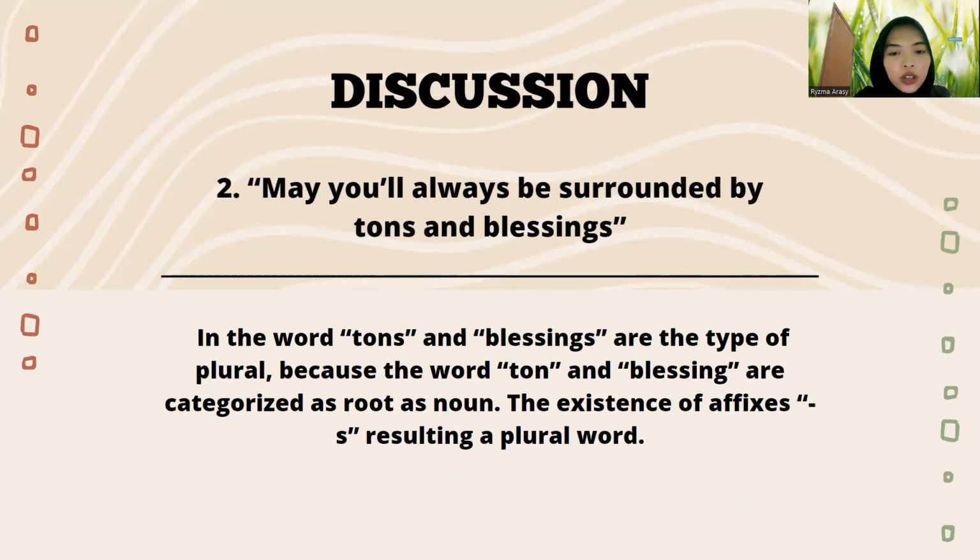next sentence is "May you always be surrounded by tones and blazing." In the words tones and blazings are the type of plural because the words tone and blazing are categorized as root as noun. The existence of affix s results in a plural word.